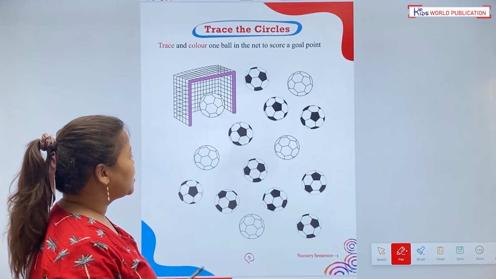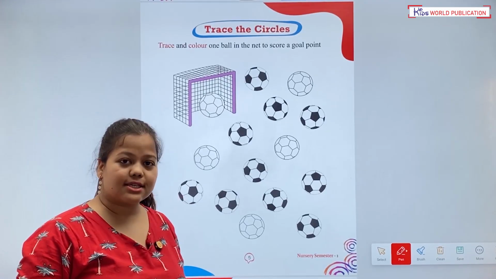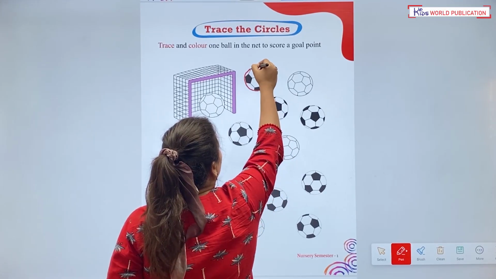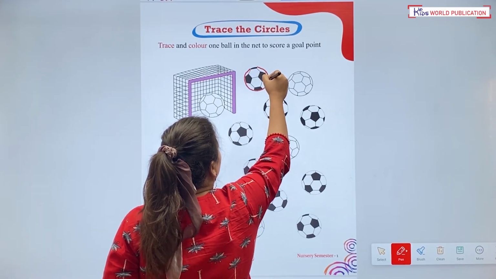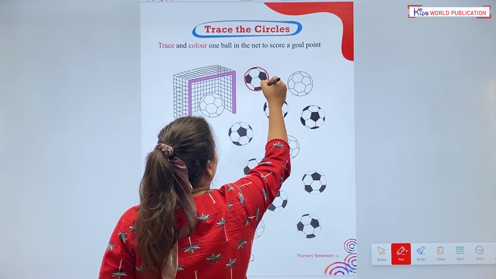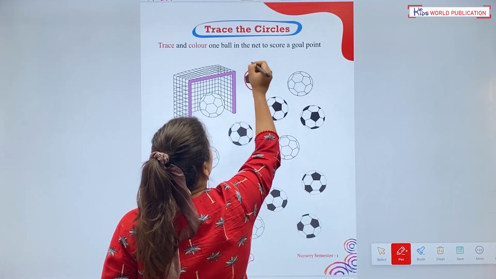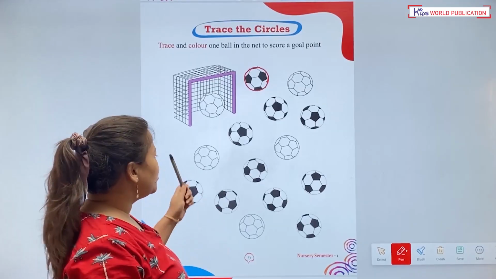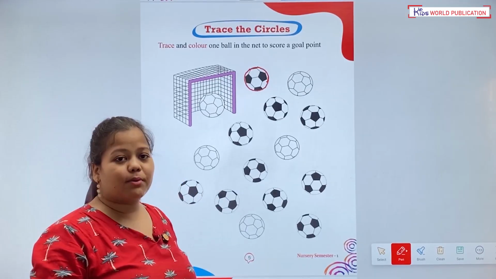Trace the circles. Trace and color one ball in the net to score a goal point. So kids, what will we do? We will trace the circle. So kids, this is how a circle looks, and you will complete the rest of the footballs by joining the dots.